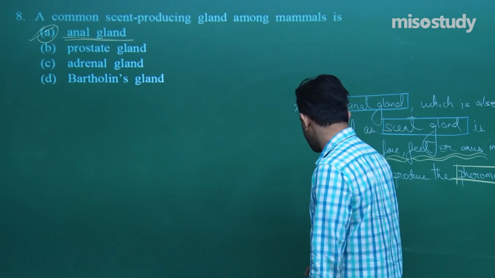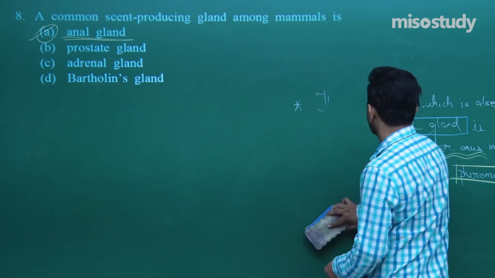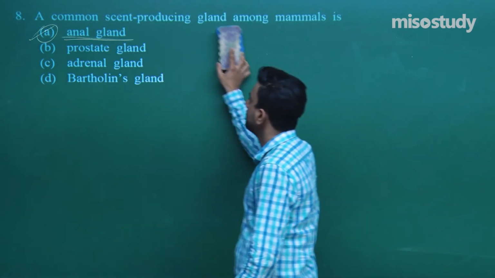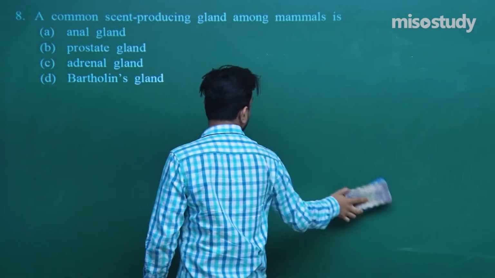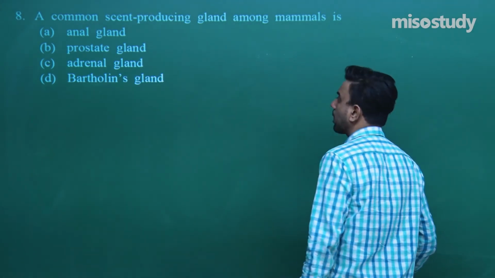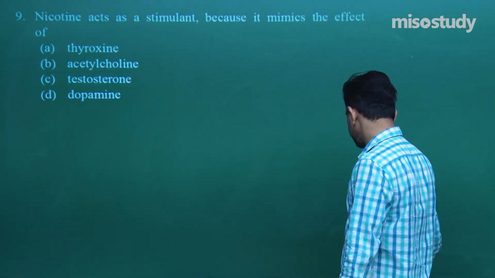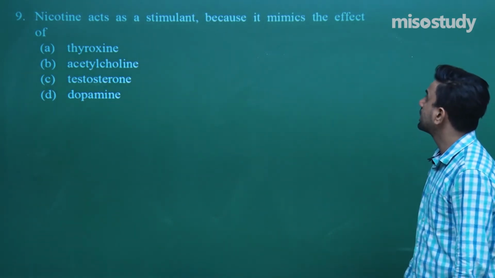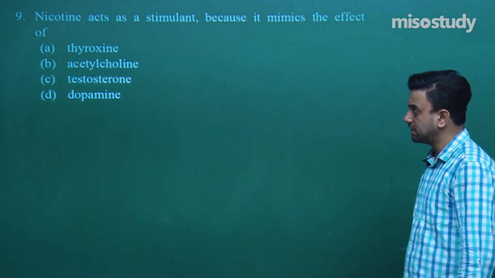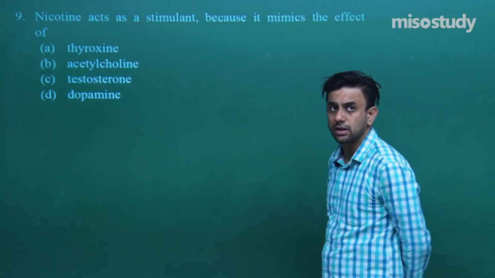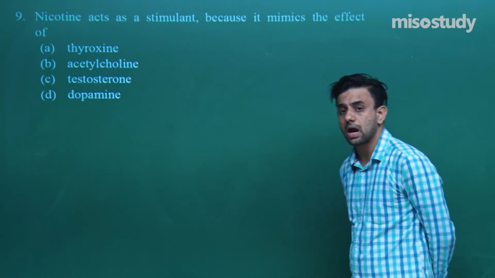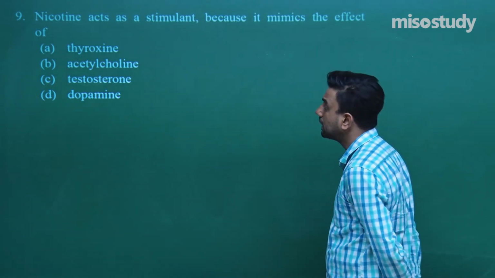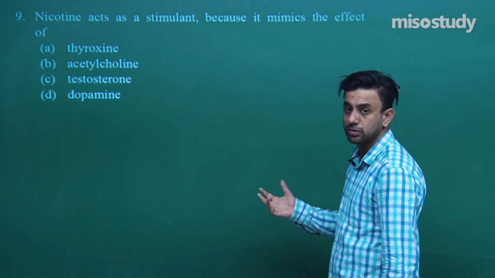Now, we will talk about the next question. Nicotine acts as a stimulant because it mimics the effect of which of these? Thyroxine, acetylcholine, testosterone, and dopamine. The answer would be acetylcholine, because nicotine is a stimulant.